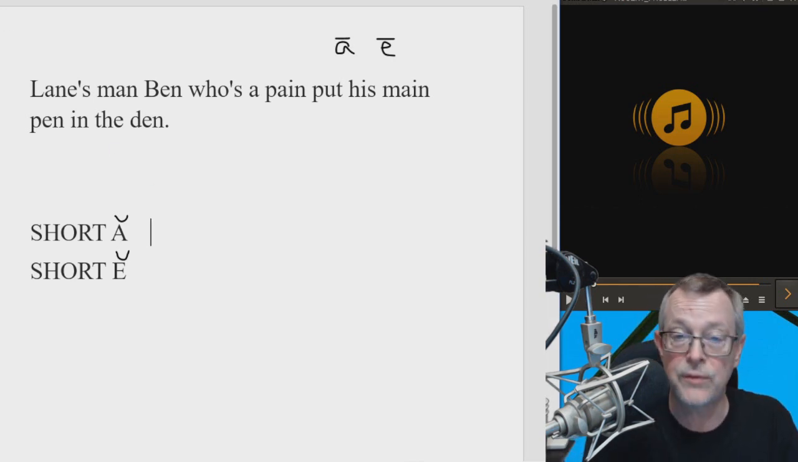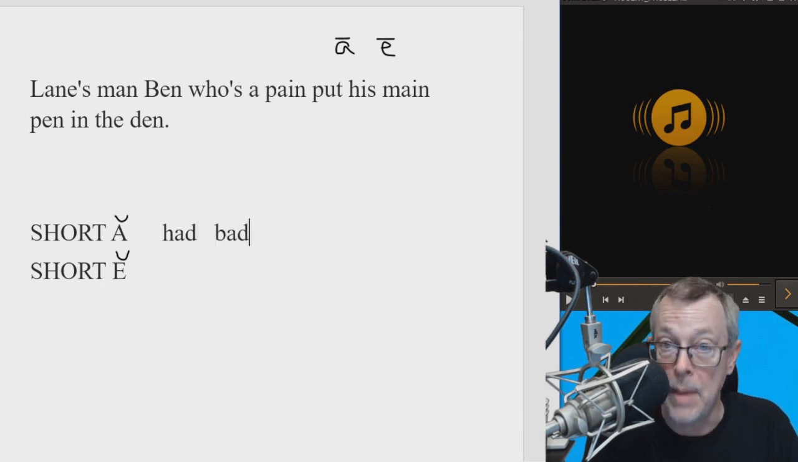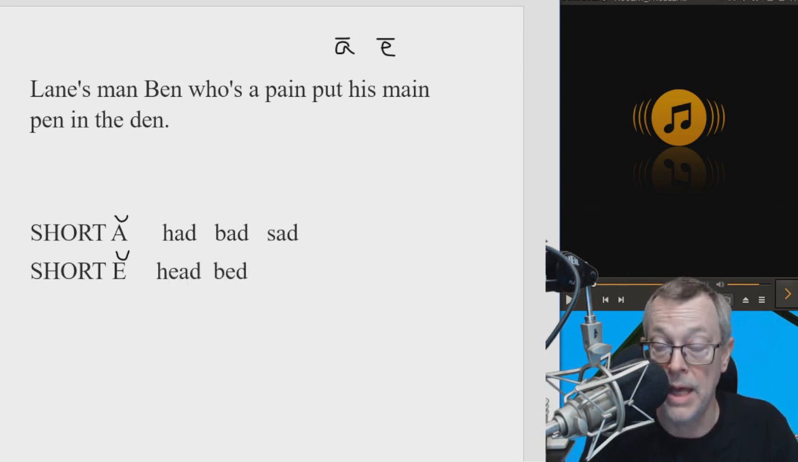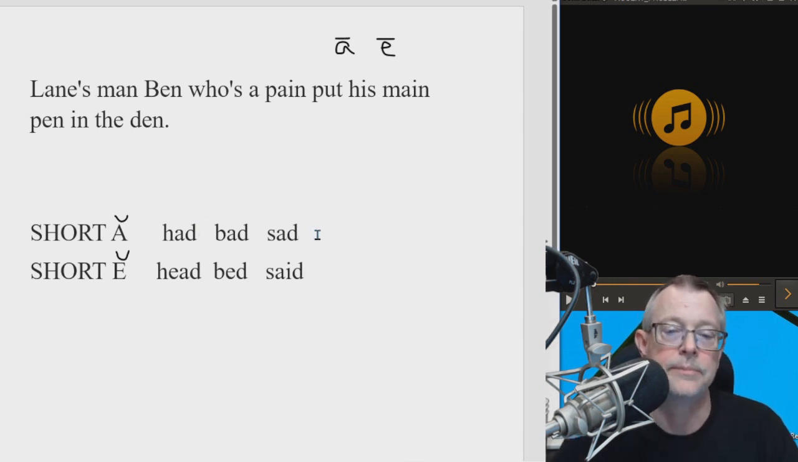Some common words for short A: had, bad, sad, right? Happy, daddy. This is the idea. The short E, common words for short E: head, bed, said. Now, I want you to pay attention here.